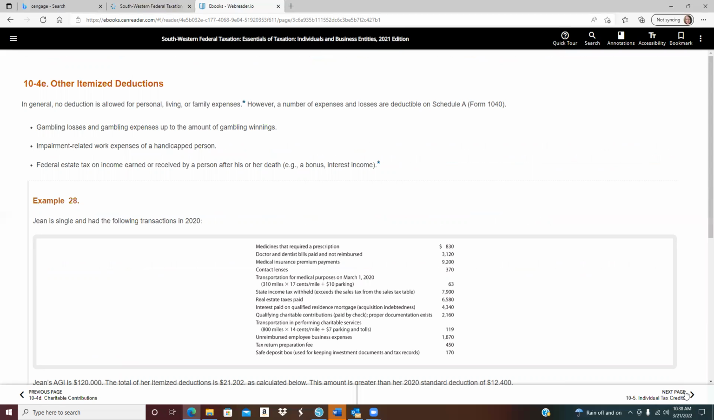So, other itemized deductions. In general, no deduction is allowed for personal living or family expenses. However, a number of expenses and losses are deductible on a Schedule A 1040. Gambling. Again, we kind of talked about that, lottery. That's considered kind of a gamble. You can deduct your losses and expenses up to the amount.